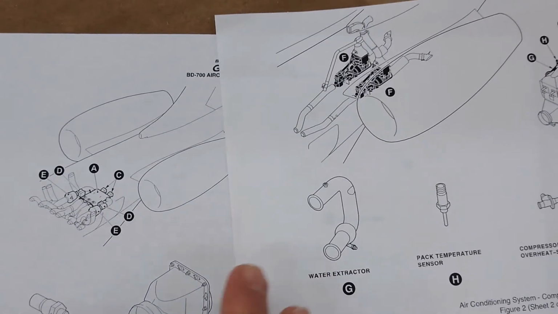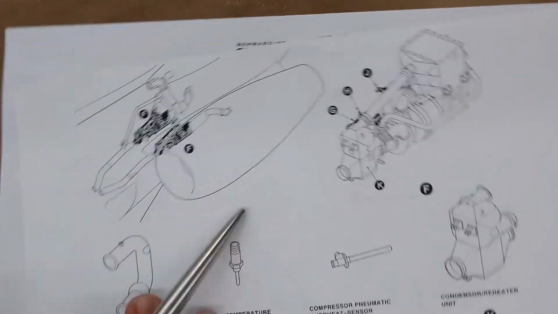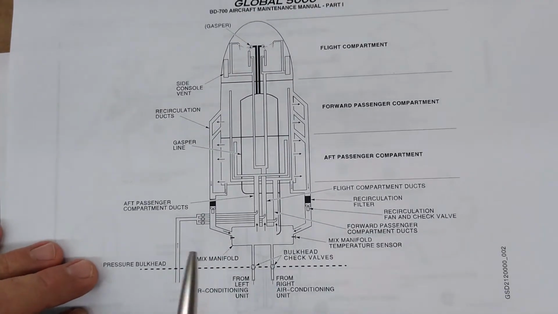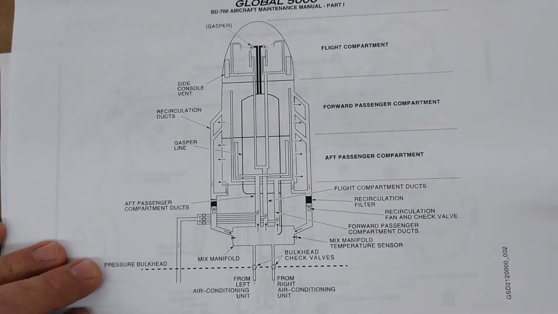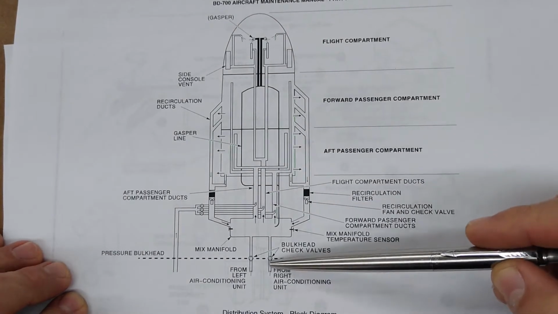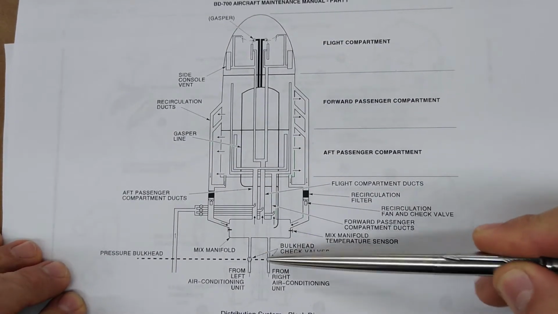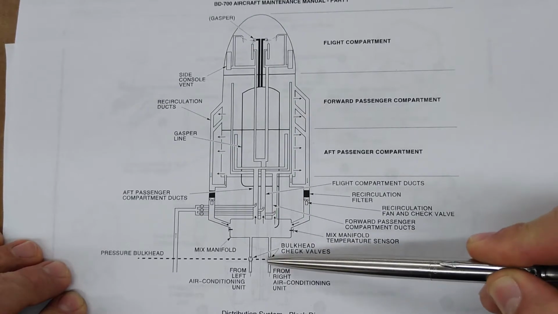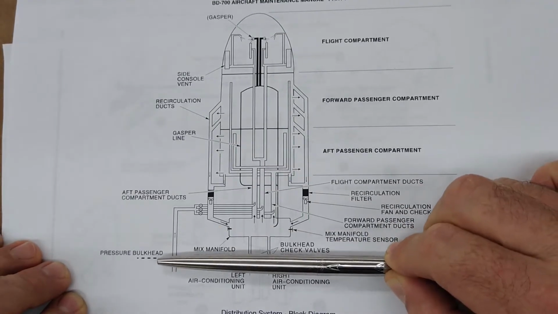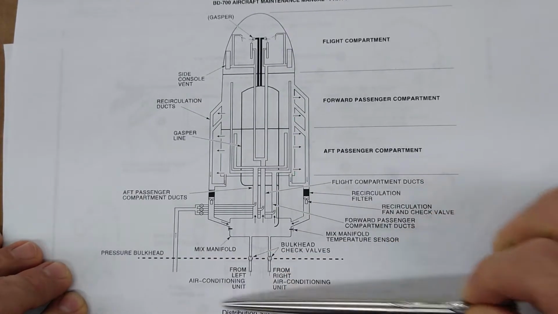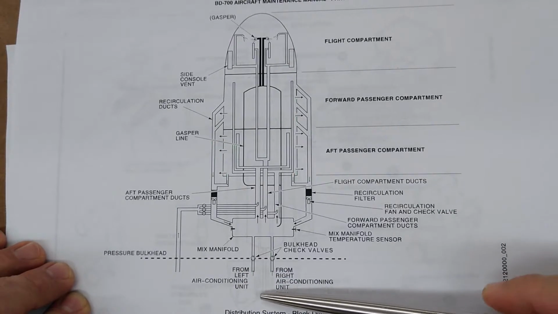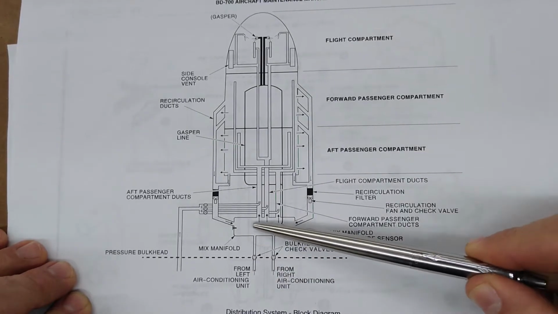Now let's look at how that airflow gets distributed throughout the cabin. This is a diagram form of that air conditioning system. This is the distribution system. Here are the two ducts coming from the left and right packs. This is the pressure bulkhead. The airplane is pressurized from here forward. It is non-pressurized from here aft. This is where the air conditioning packs are, in the aft equipment bay. And this here is the mixed manifold.